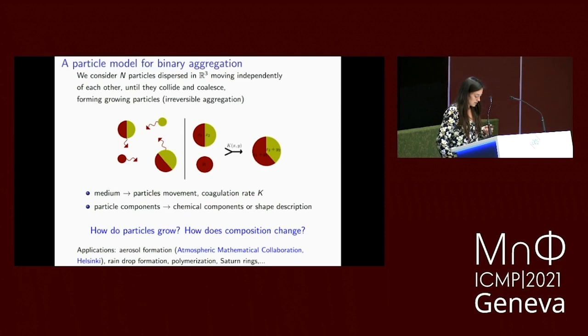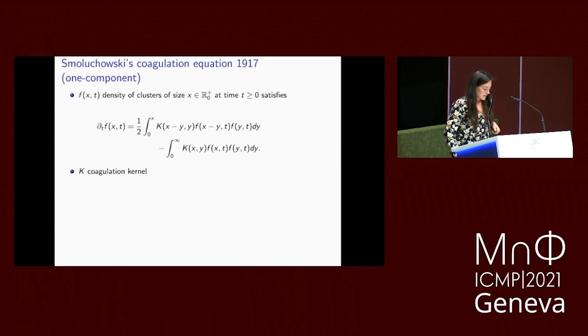This has applications in different areas. We are interested in applications in atmospheric aerosols, as in Finland there is a big tradition of research in this area, in the collection of data and also experiments and simulations. And since we are interested in studying a system with many particles, we consider a kinetic model for the particle density. And in 1917, Smoluchowski proposed this equation for the density of clusters of size x.